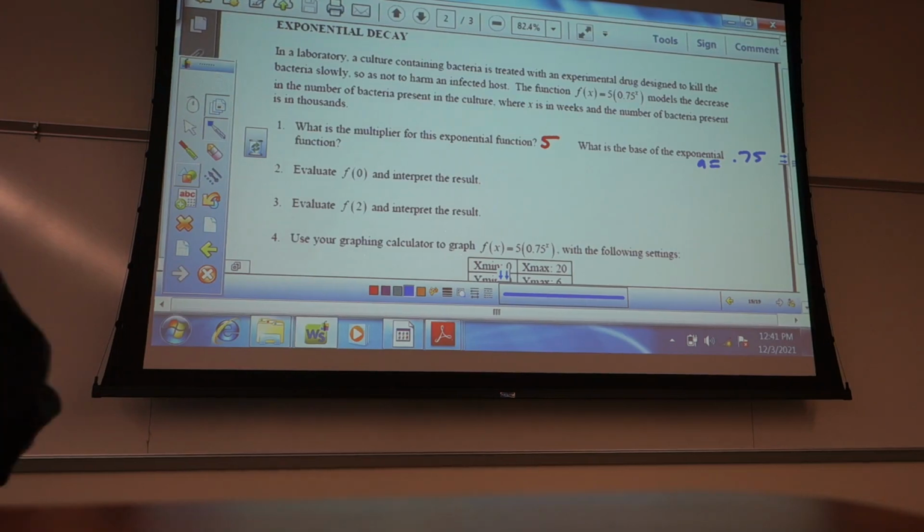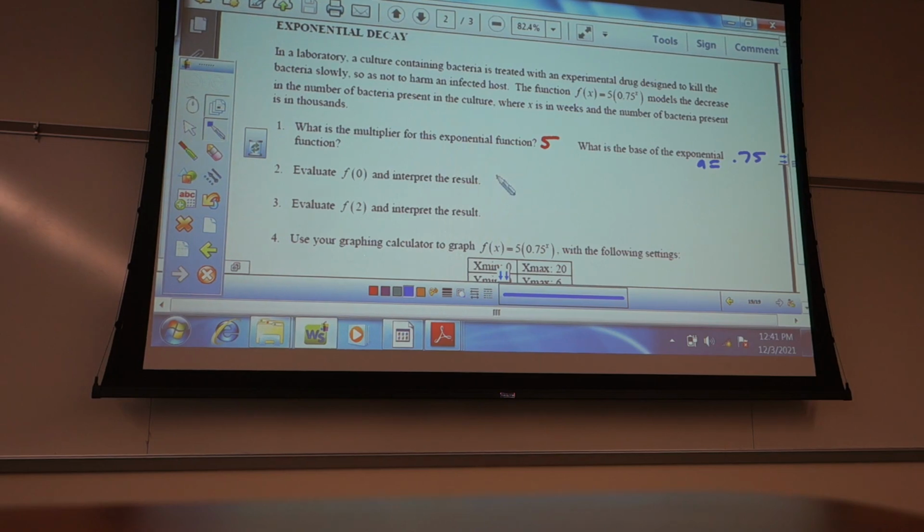So let's take a look. By 75%. f of 0 is equal to 5 times 0.75 to the 0. What's any number to the 0 power? 1. So that just becomes 5 times 1, which is just 5. Good?